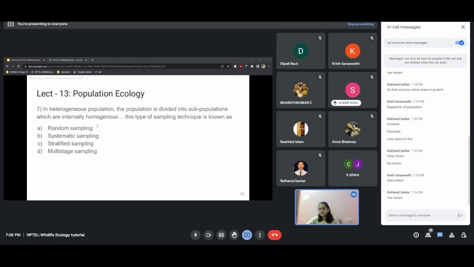All right, next question. In a heterogeneous population, the population is divided into subpopulations which are internally homogeneous, right? And when you do this kind of sampling, it is known as random sampling, systematic sampling, stratified sampling, or multi-stage sampling. All right, this is one answer for C.